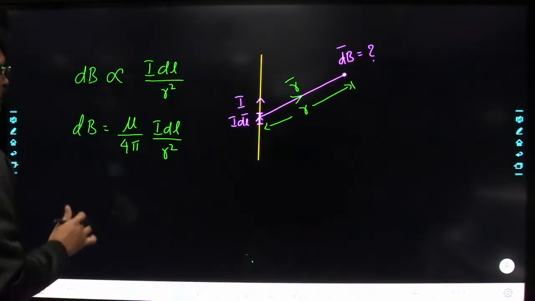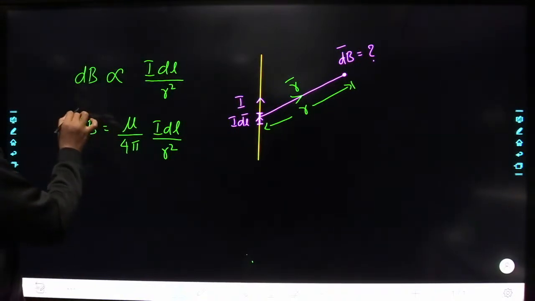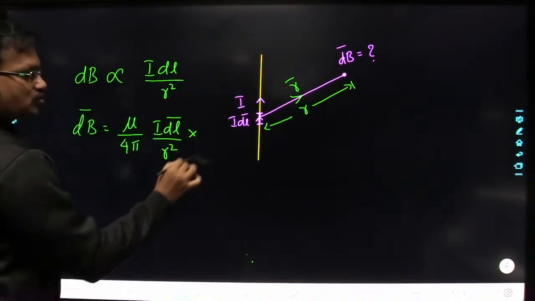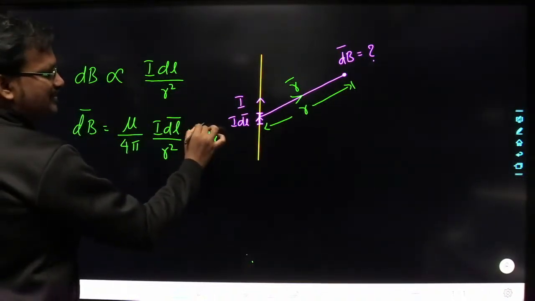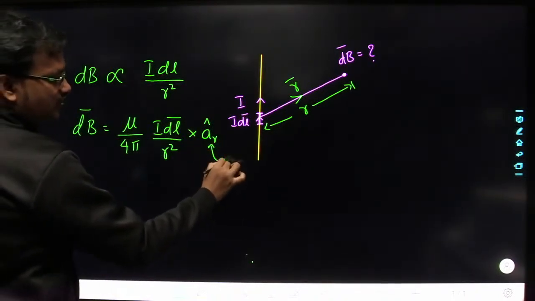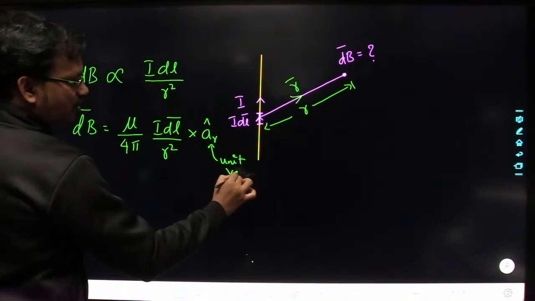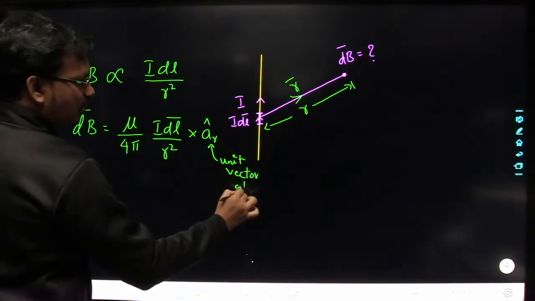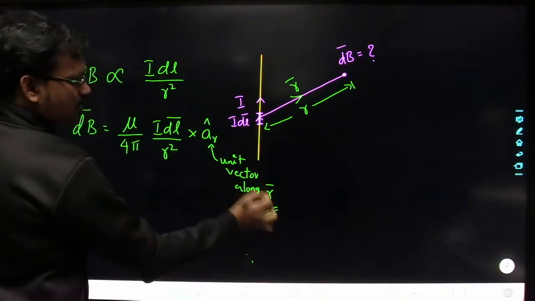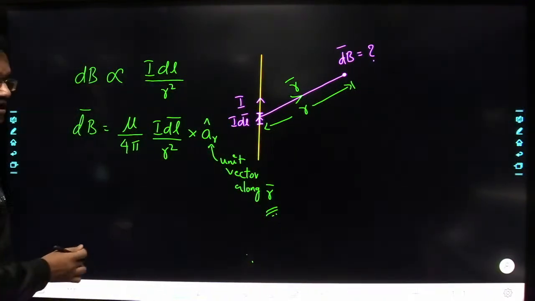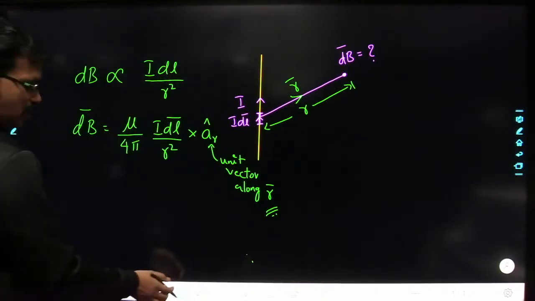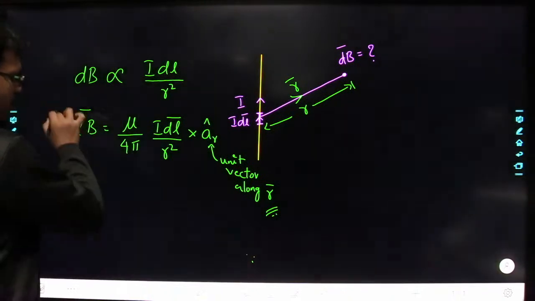Now if you want the direction of the B field, then you have to do the cross product. Here you have to do the cross product with what? With a_R cap, where a_R cap is the unit vector along R bar. Right. So this is what Biot-Savart's law is. This is nothing but Biot-Savart's law.